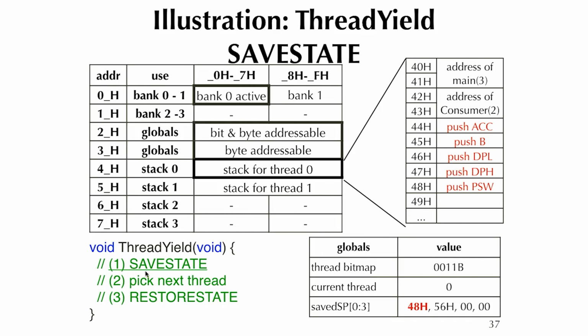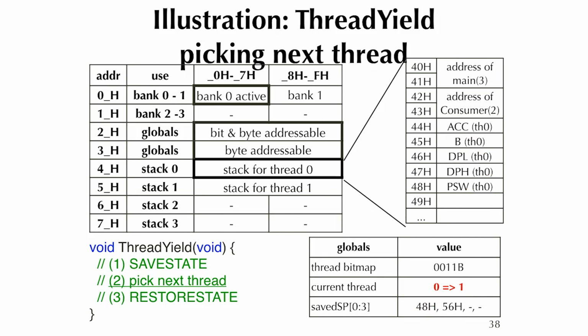Thread yield, that was the first step, save state, and that was a macro, so no return. It just executes those instructions. Next, it has to pick a thread to run next. What does it have to do? Well, it's up to you. It's round robin, so you could do some bit shifting in the bitmap, and then go from there. Pick a thread to run, and so the current thread was 0. Now if we pick thread 1 to run, then the current thread gets changed from 0 to 1.